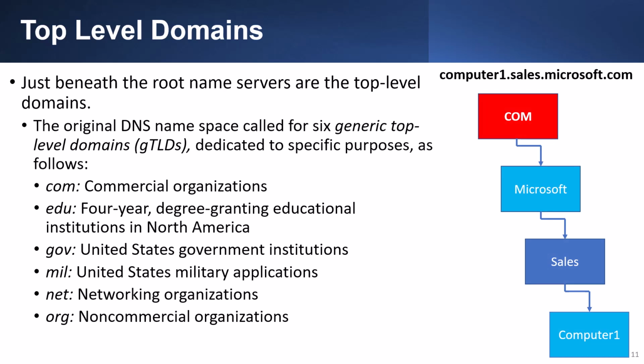Just beneath the root name servers are the top-level domains. The original DNS namespace called for 6 generic top-level domains dedicated to specific purposes as follows. Com is used for commercial organizations. EDU is for 4-year degree-granting educational institutions in North America. Gov is for United States government institutions. MIL is for United States military applications. Net is for networking organizations, and org is for non-commercial organizations.